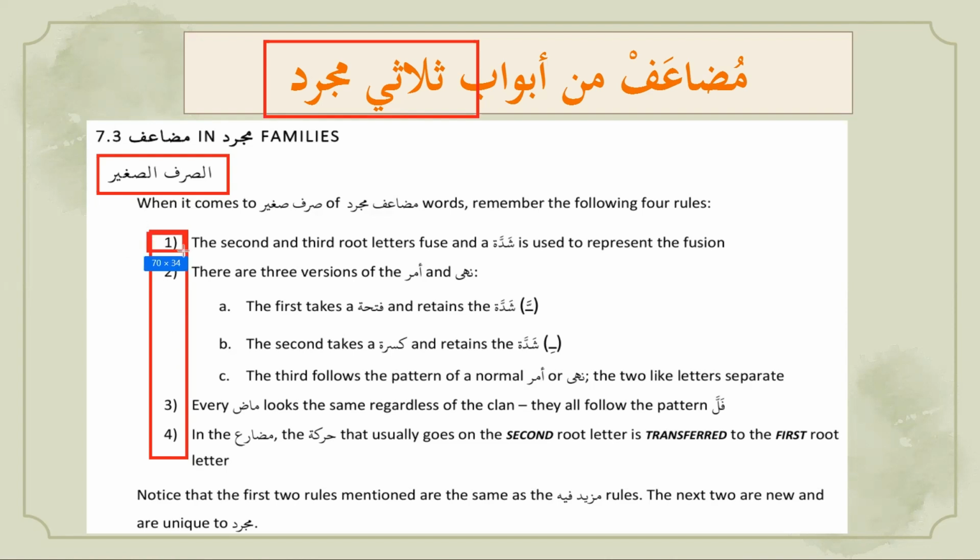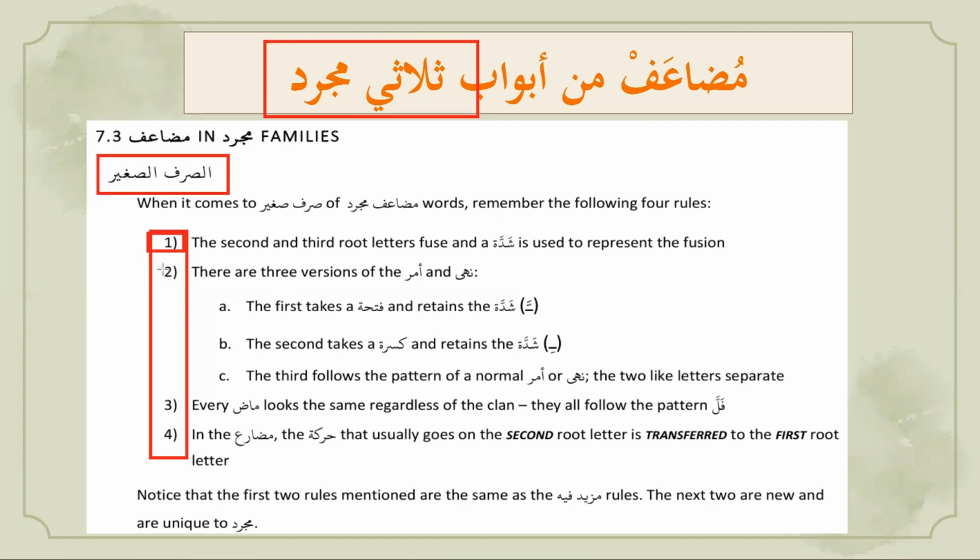So the first rule is that in Muda'af words, the second and third root letters are same. So the first rule is that the second and third root letters fuse, and a shadda is used to represent the fusion. So in most of the word form, in most of the sigat, there is fusion of second and third letters, the letter which repeats itself in Muda'af words. So most of the time, in most word form, you will see fusion in the form of a shadda.